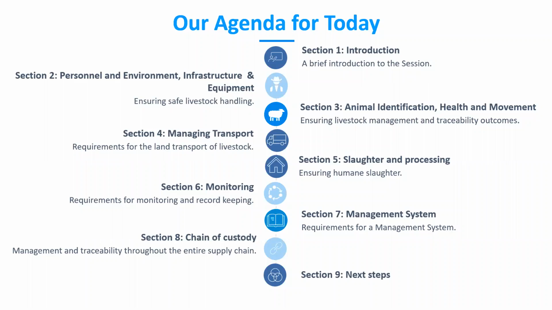These requirements are grouped for today's training into personnel, environment, infrastructure and equipment, animal identification, health and management, managing transport, slaughter and processing, and monitoring. In section 7, we'll discover the requirements around having a management system, which is required by all operators and facilities under LGAP. And the final section will cover off the chain of custody requirements for importers and exporters.